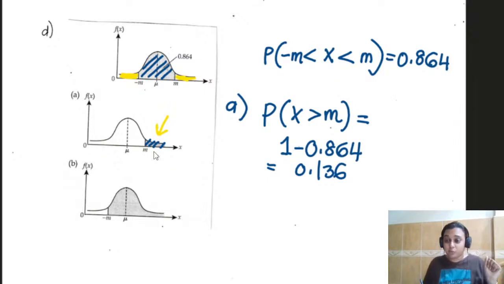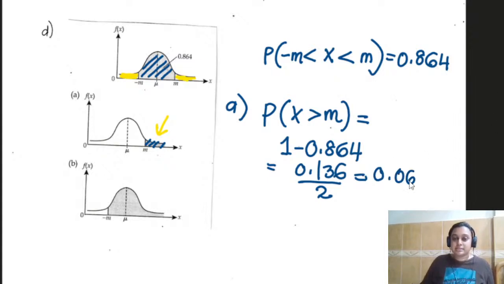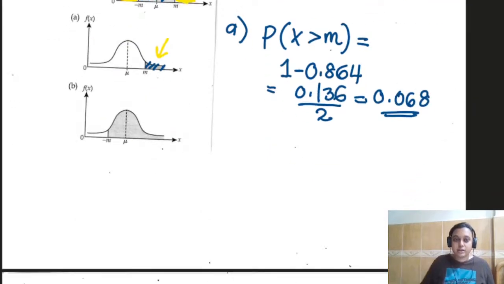Okay, but kita nak satu sahaja, betul tak? We don't want both the luas also, we just want one part only. So kita kena buat apa? We have to divide this by 2, because both that side, the yellow color part will be same. So kita bahagi dengan 2. So just bahagi 2 ni, you get 0.068.